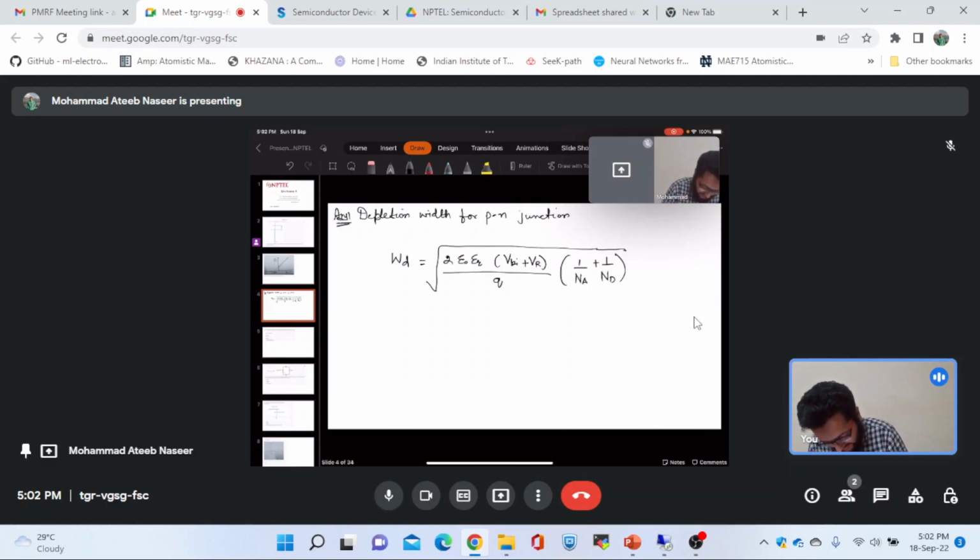Now, since it is given that the p side is highly doped, we will have Na much greater than Nd. So this will mean Na plus Nd will approximately be equal to Na. So the term 1 by Na plus 1 by Nd will simply be Na plus Nd divided by Na times Nd. This Na and Na will cancel. It will simply be approximately equal to 1 over Nd.